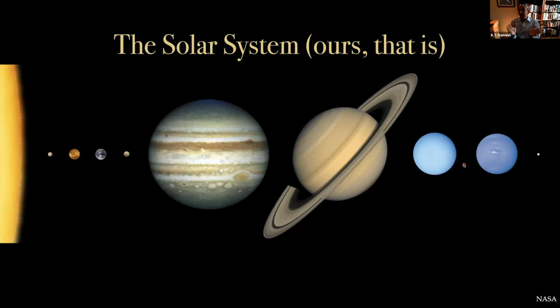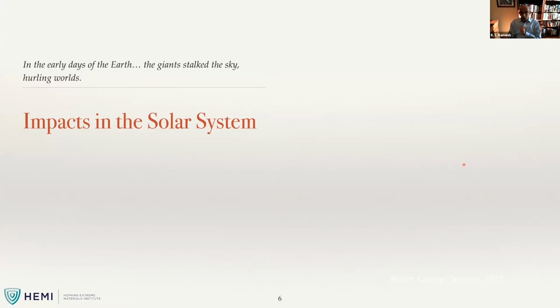Now, this is our solar system. We know now that there are many, many solar systems out there, lots of extrasolar systems, lots of extrasolar planets, and they were all formed using the same processes we're going to talk about today, as far as we can tell, most of them anyway. All right, so let's think about the solar system from a different viewpoint. We're going to think about impacts. Impacts turn out to be a really big deal in the solar system.